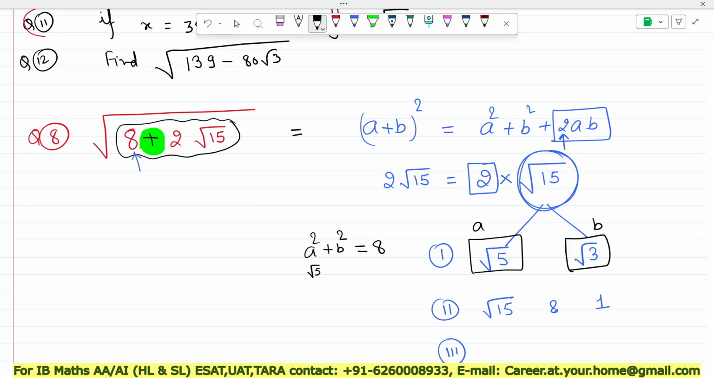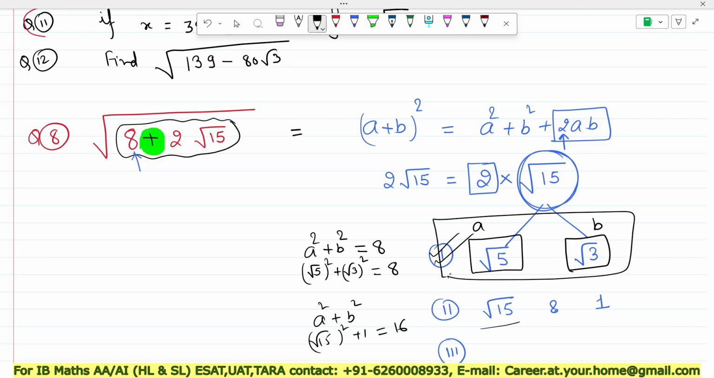So please see, if you do root 5 whole square and root 3 whole square, obviously you are going to get 8. 5 plus 3, that's 8. So these values of a and b will satisfy here. If you do the other one, a square plus b square, this is root 15 whole square and then 1, so you will get 16, but your question has 8 only. So are you getting that this substitution will work here? So under the root, in place of 8 plus 2 root 15, I can write (root 5 plus root 3) whole square.